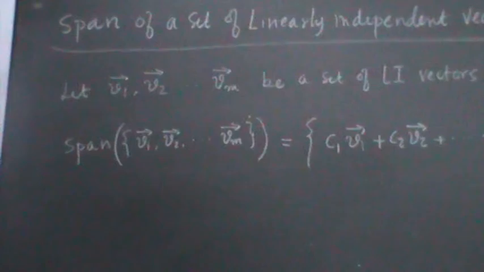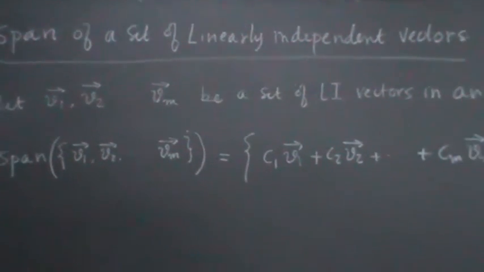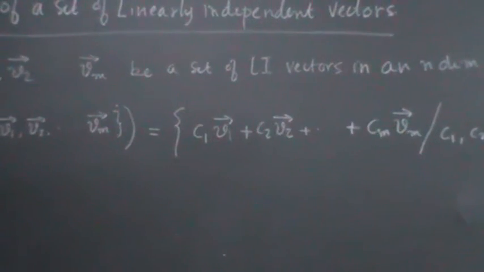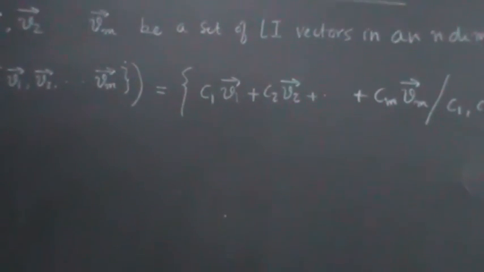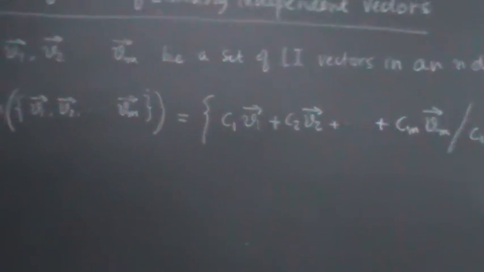Since V1, V2, V3, etc. Vm are linearly independent, this set of possible vectors for different choices of C1 to Cm will give me a vector space. So the span of linearly independent vectors is always a vector space. In fact, that is a way to construct vector spaces. You can construct different vector spaces by taking the span of linearly independent vectors. Okay, so this is a vector space.